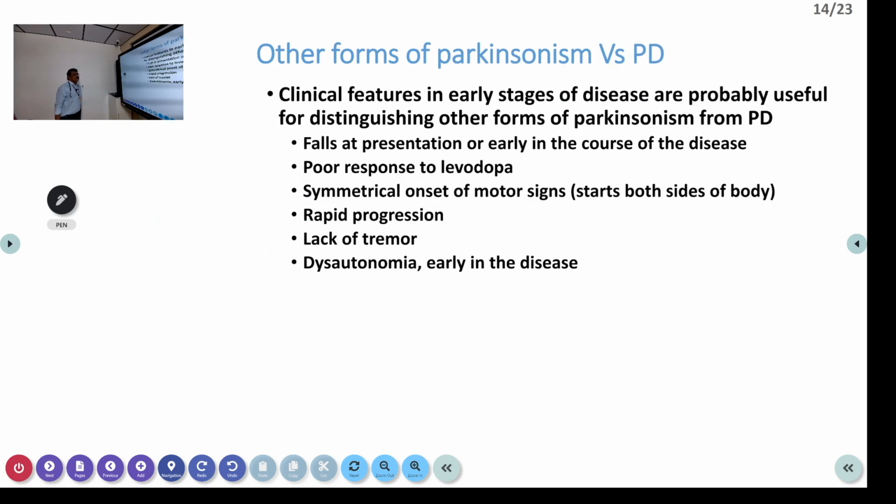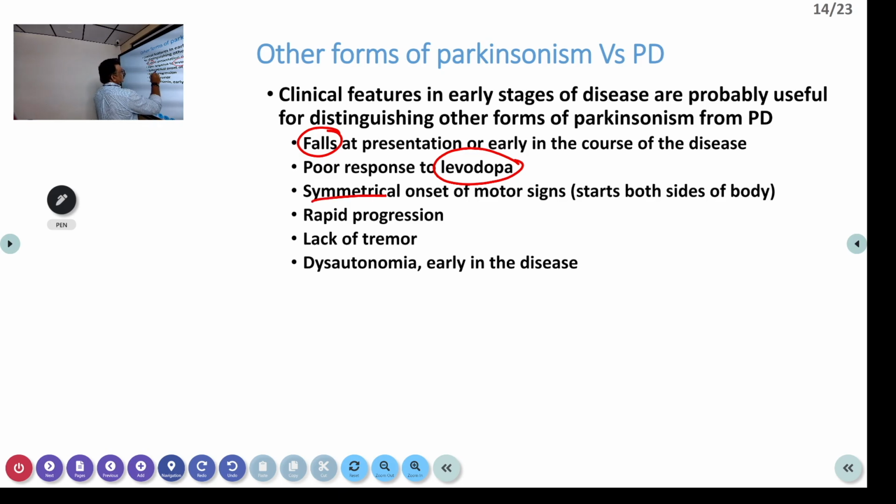Now, other features of Parkinsonism with Parkinson disease. So we have already discussed that poor response to levodopa is a classical finding in Parkinson plus syndrome, and falls at presentation are early in the case of Parkinson plus syndrome. It's late in the feature of Parkinson disease. Forward fall is a feature of Parkinson disease. Backward fall is a feature of Parkinson plus syndrome.